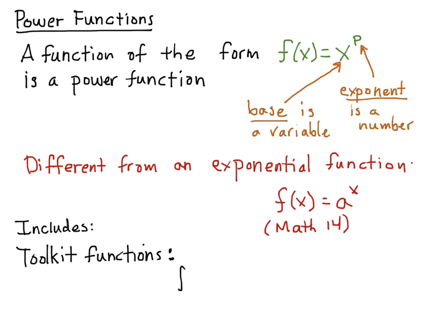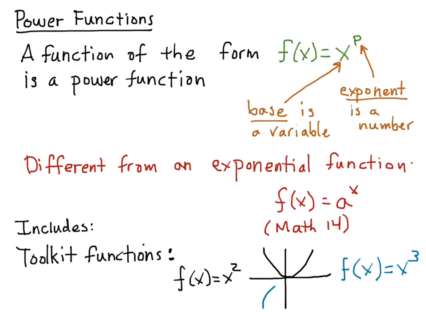So we have 2 functions in our toolkit that are like this. The first one is just x squared, and then the next one is x cubed, and they behave differently. So we're going to look at the behavior of these things, and for now we're going to deal with just integer exponents. Obviously you can have any real number as an exponent, but that has some consequences that are a little different than what we're going to talk about here.